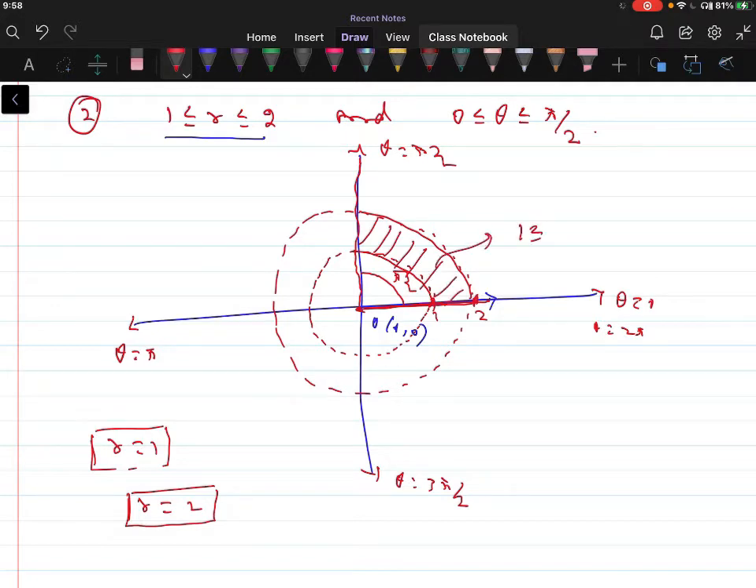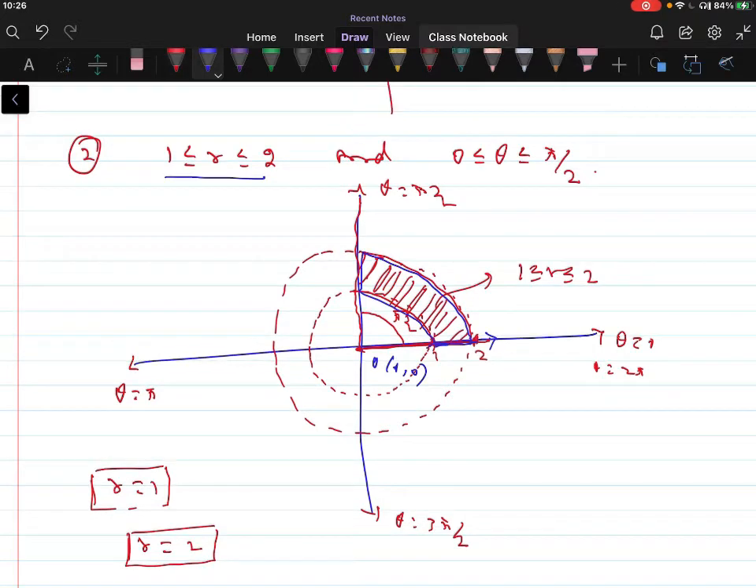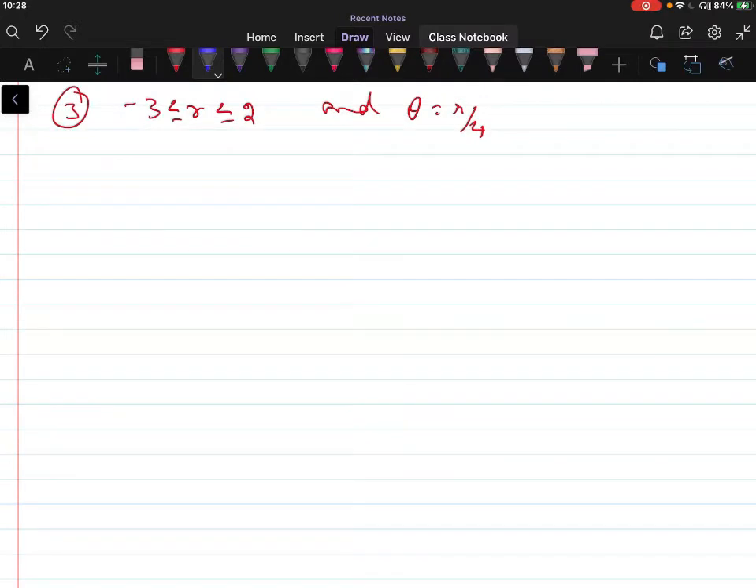So 1 less than or equal to r less than or equal to 2, and theta varies from 0 to pi by 2. So this is the polar graph when r lies between 1 and 2 and theta varies from 0 to pi by 2. The graph of the polar equation is concentric circles that lie in the first quadrant. So consider another example. r lies between -3 and +2 and theta is equal to pi by 4.